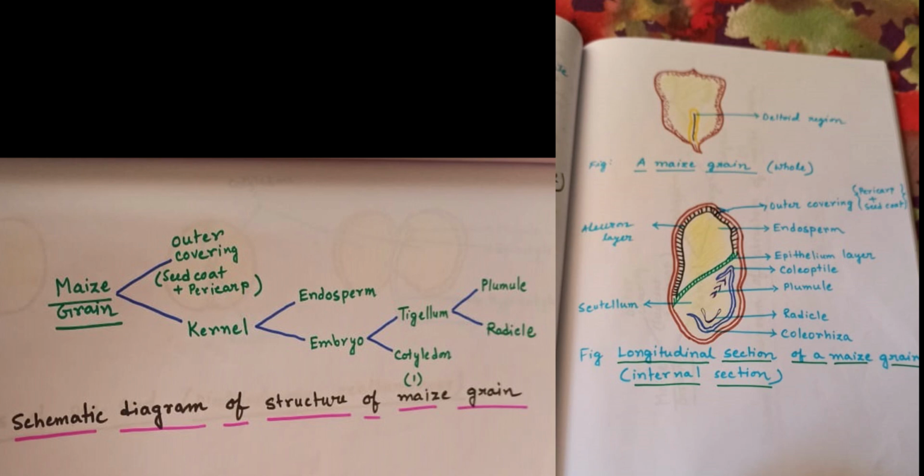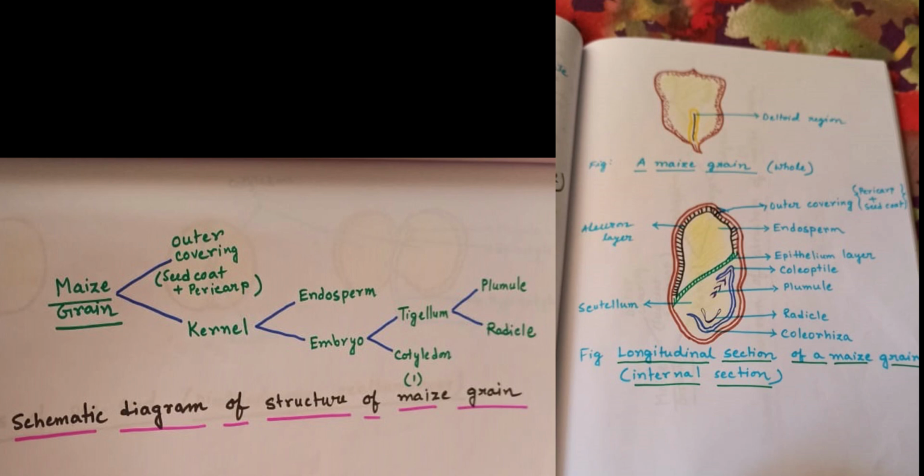Now what about the embryo? The embryo in a maize grain is small and situated in a groove at one end of the endosperm. The embryo is composed of a tigellum or embryonic axis and cotyledon, and the plumule and radicle are the two ends present in the tigellum. The upper end is called the plumule, from which the shoot system arises, and the lower end of the embryonal axis is called the radicle, from where the root system arises.